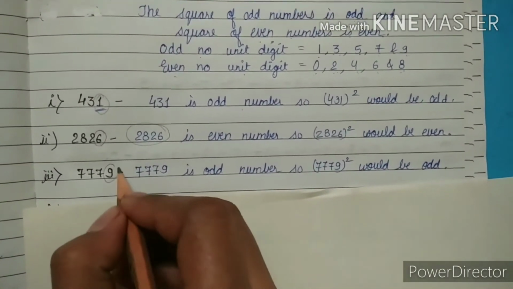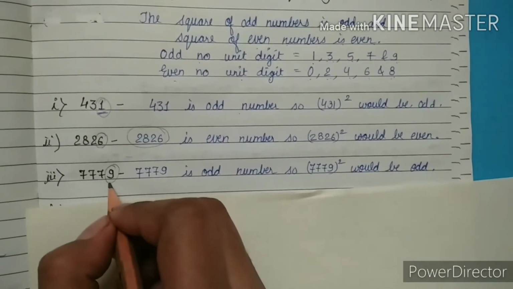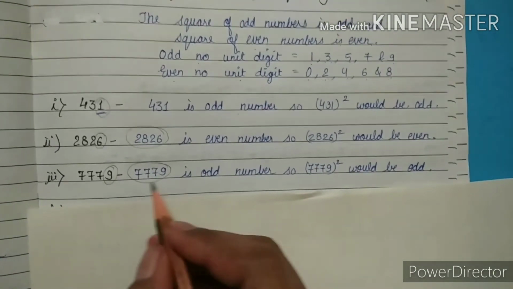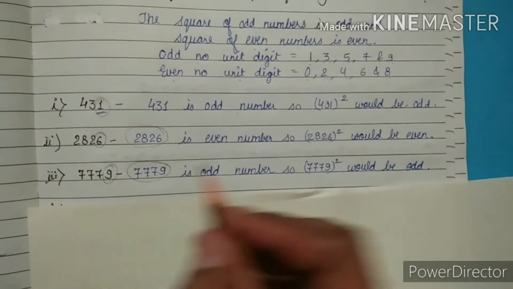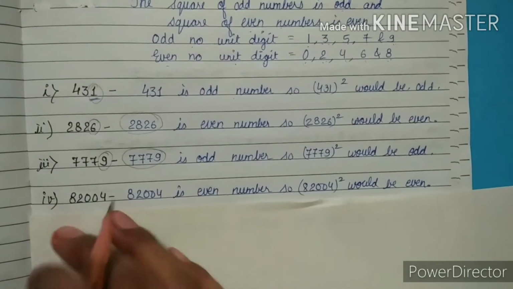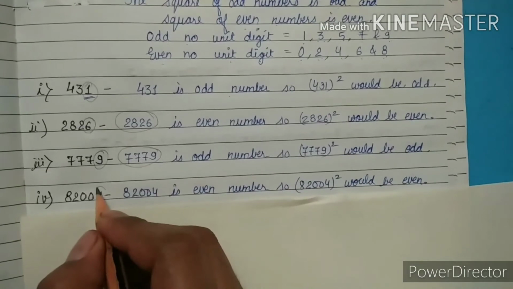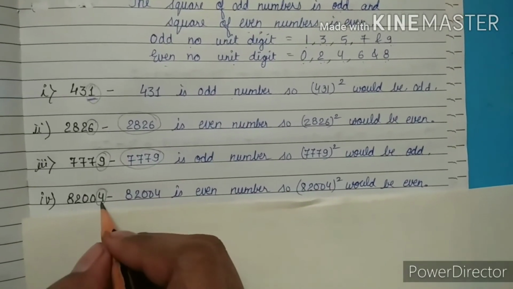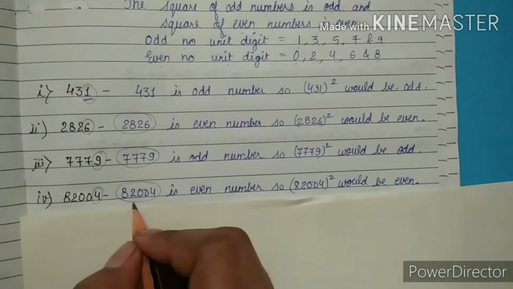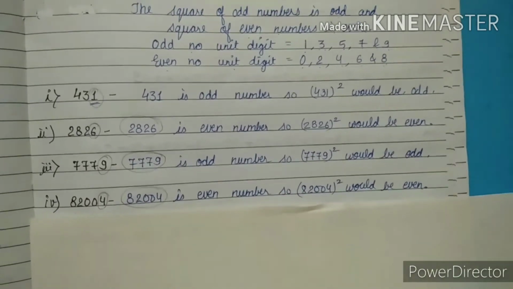Now the third is 7779. Here we have 9, an odd number. If the unit digit is odd, the whole number is odd. So when we take the square of 7779, its square will also be odd. Last, fourth question, 82004. Here we have unit digit 4, which is an even number, so the whole number is even. So the square of 82004 would also be even. So here we completed question number 3.